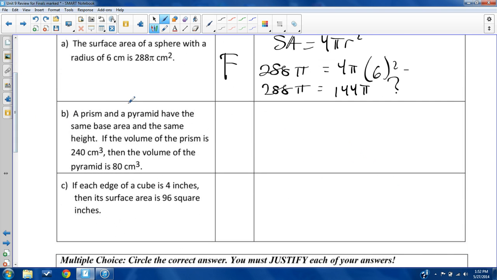Okay, part B. A prism and a pyramid have the same base area and the same height. If the volume of the prism is 240 cubic centimeters and the volume of the pyramid is 80 cubic centimeters. So there's some work you have to do, and I think it really does help with the picture. If I go ahead and draw a parallelogram to make this work.